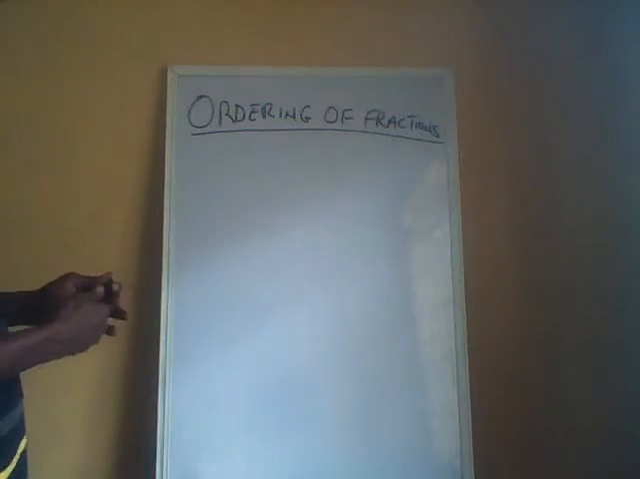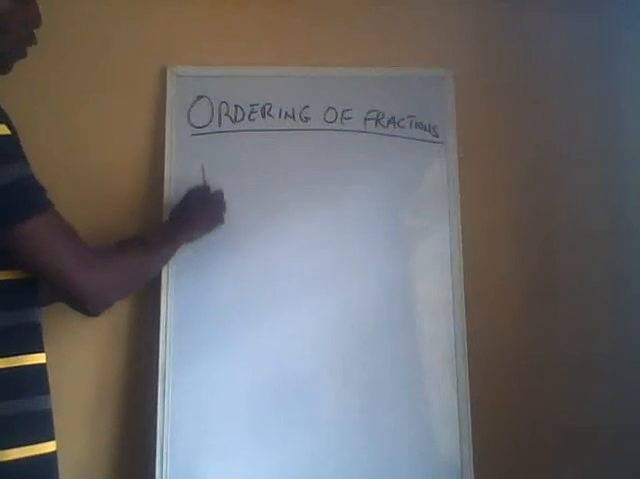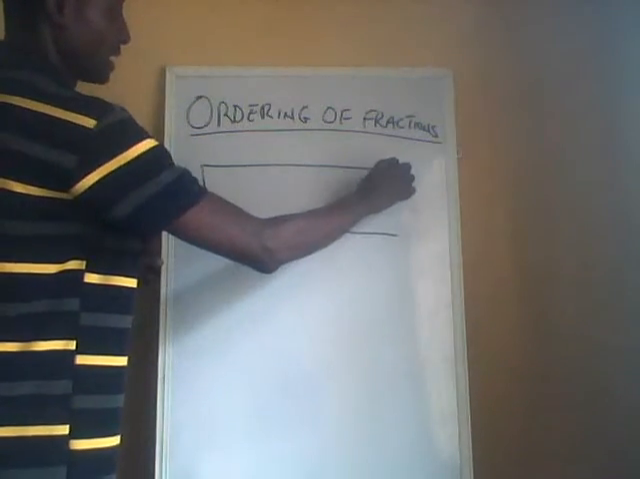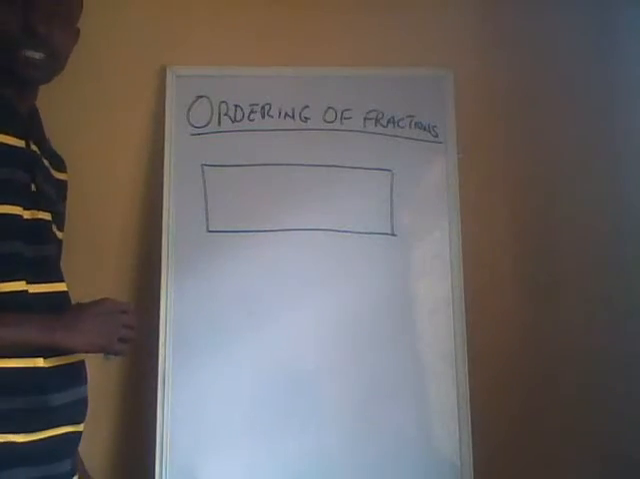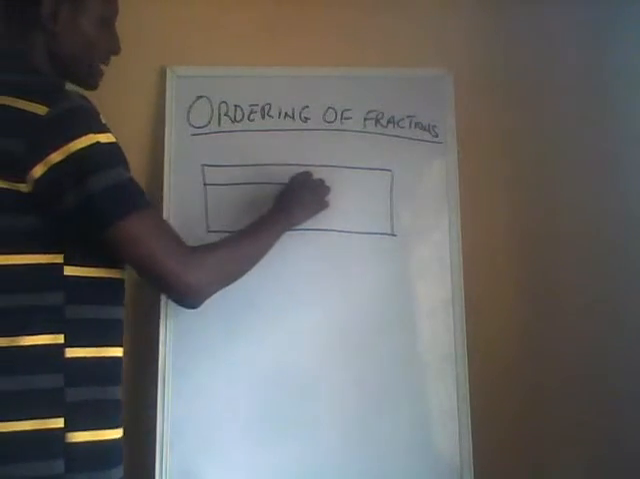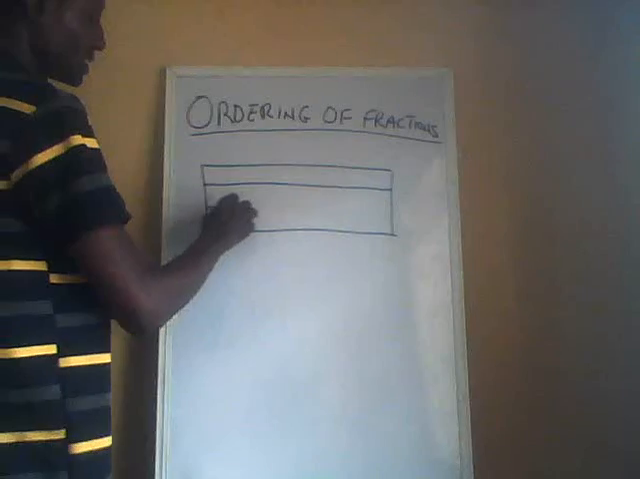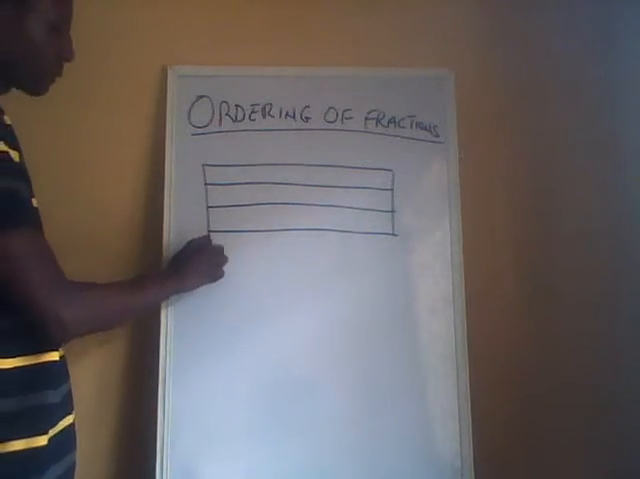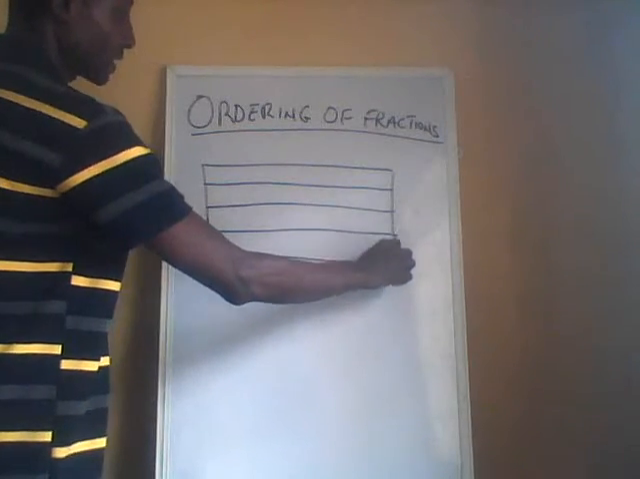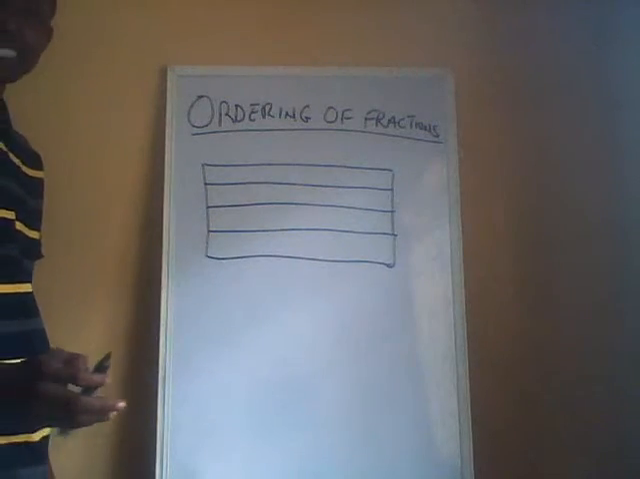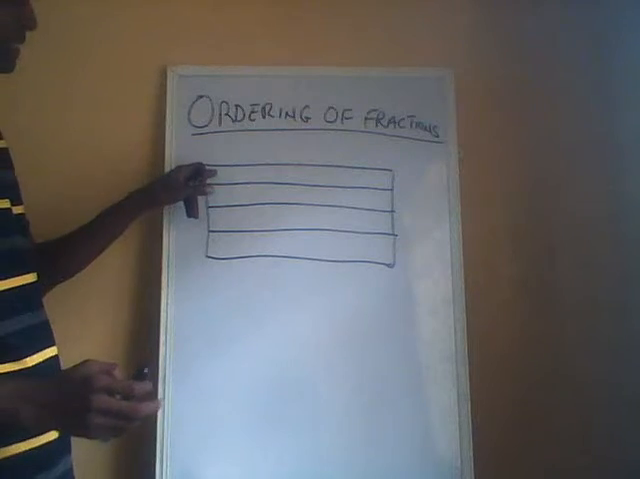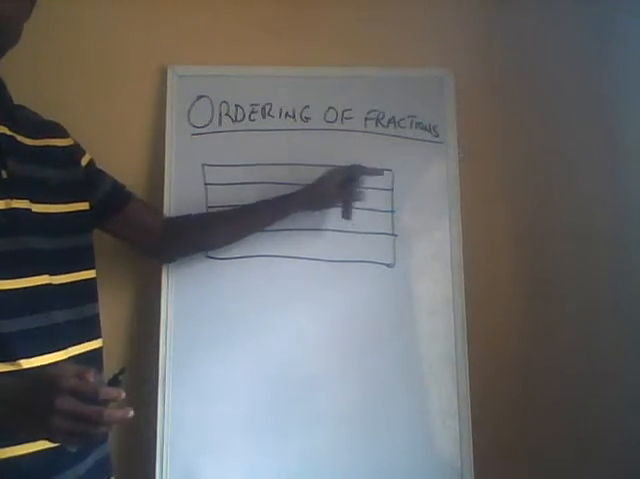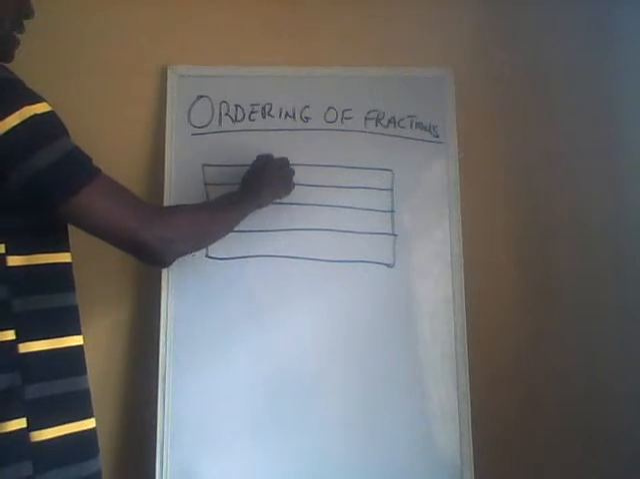I will start by giving us what we call a fraction chart. This is a fraction chart. Let's look at it. It is divided into different sections. Now let's take, for instance, this first one. This is a whole. This is one whole.